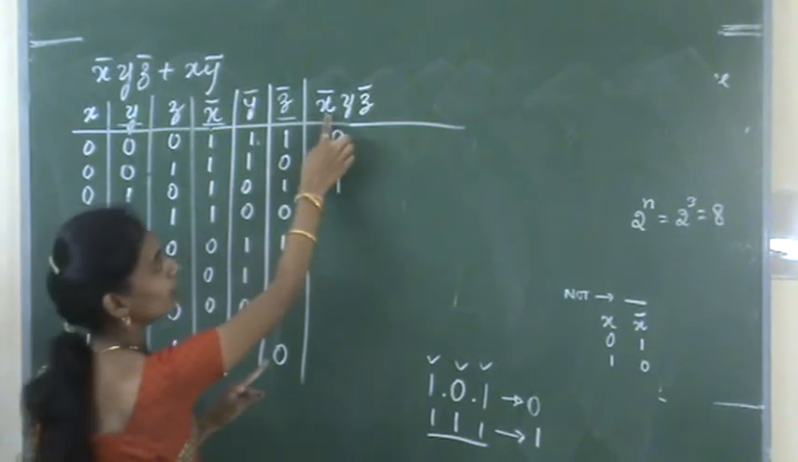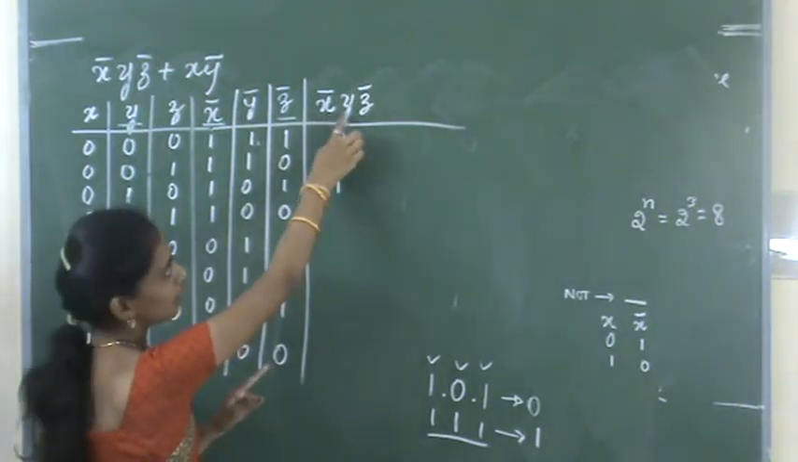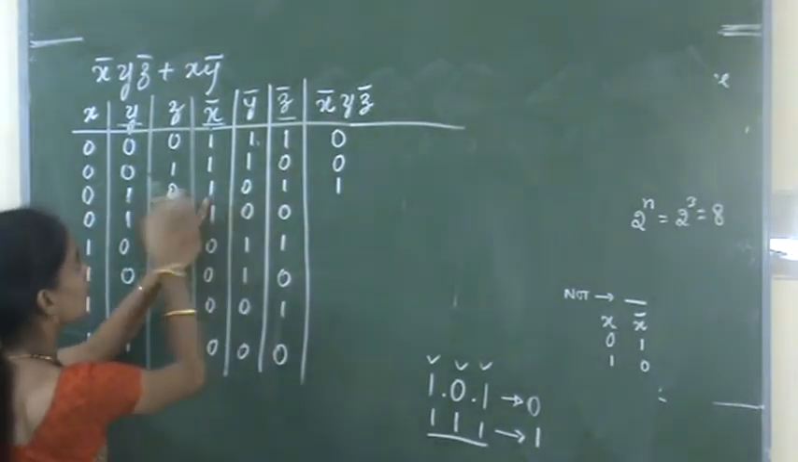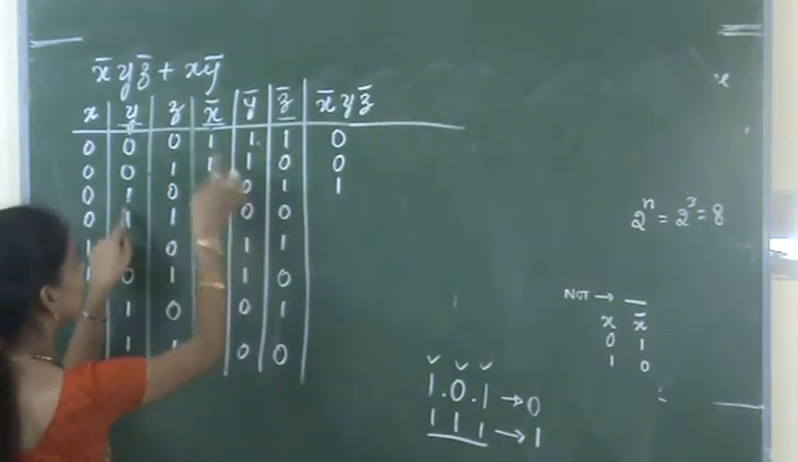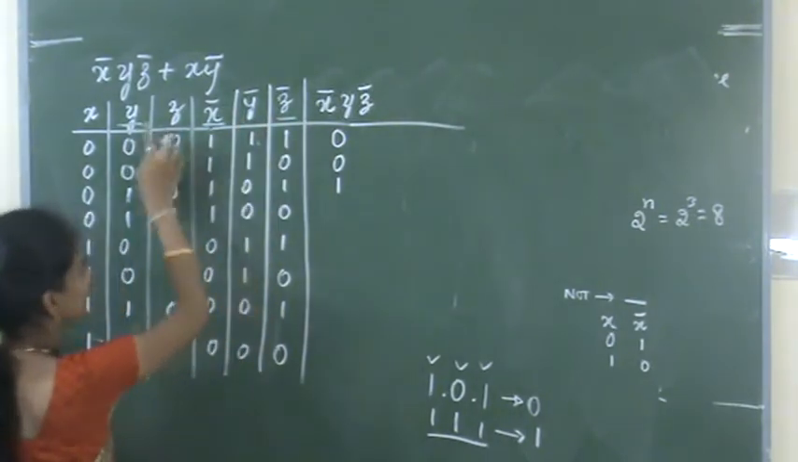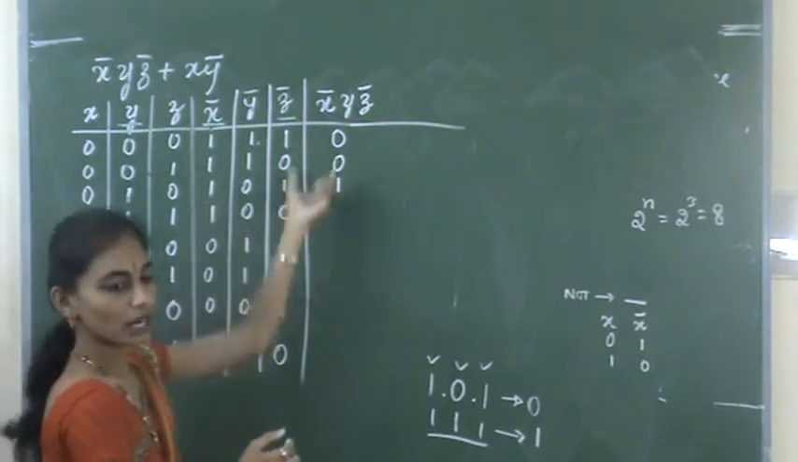So be careful when you are taking the bar and then not bar. Okay, so you are using x bar, y and then z bar. So you have to concentrate on these 3 variables. Don't go for this and this. Okay, so be careful when you are writing this.